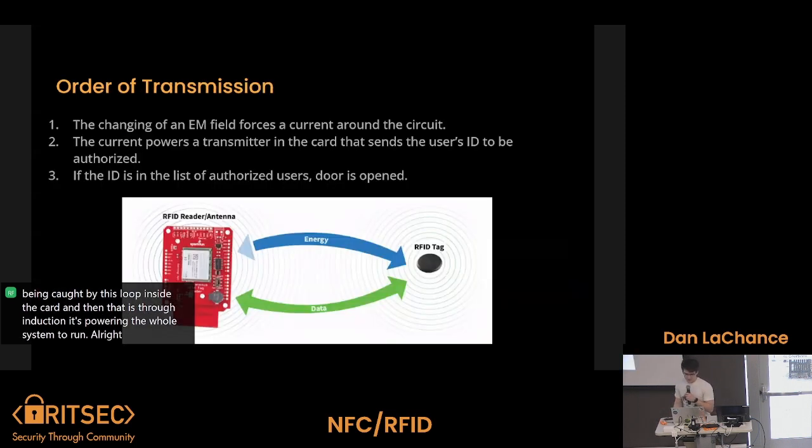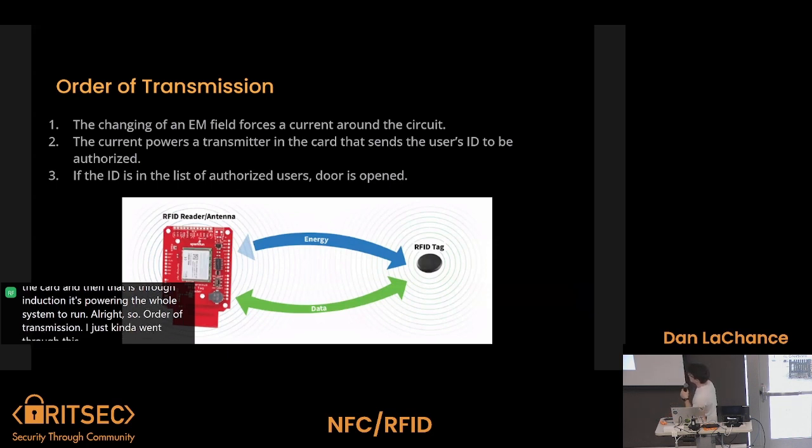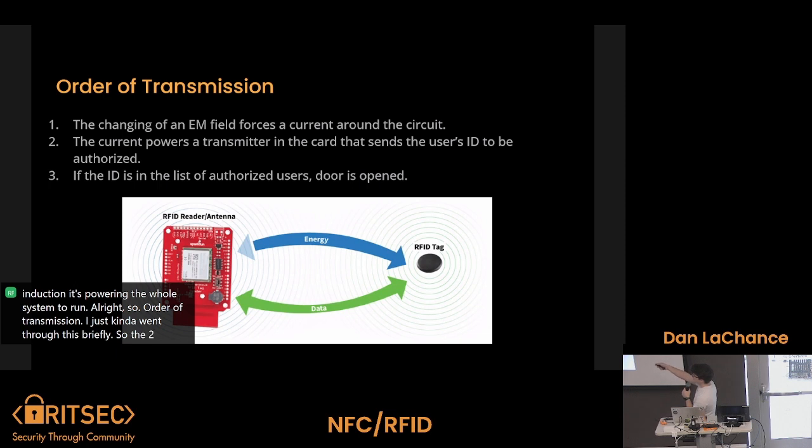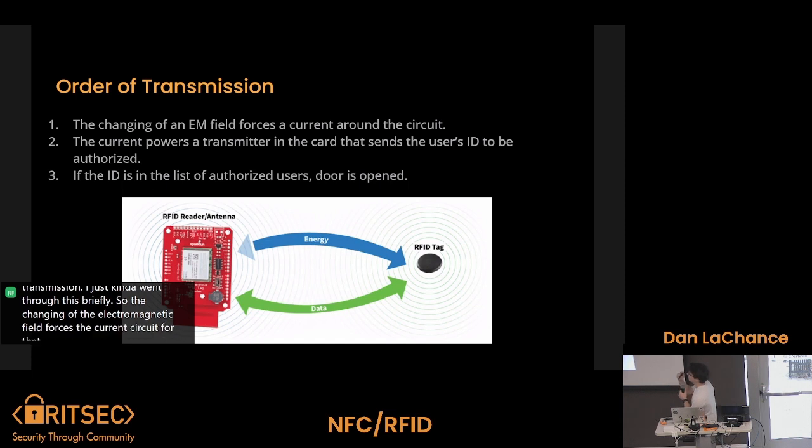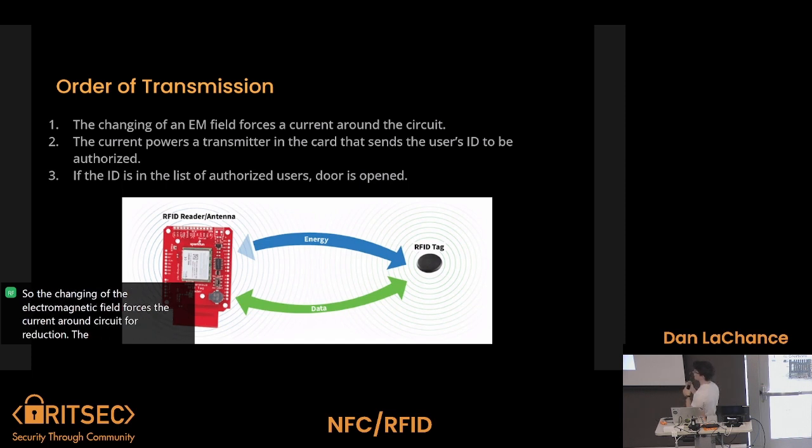All right. So order of transmission, I just kind of went through this briefly. The changing of an electromagnetic field forces a current around a circuit through induction. The current powers the transmitter in the card that sends the user's ID to be authorized. And if the ID is in the list of authorized users, the door opens. So that's the physical access portion of that. Here's an example of what each of these things looks like. That's a very small RFID tag, but you get the picture.